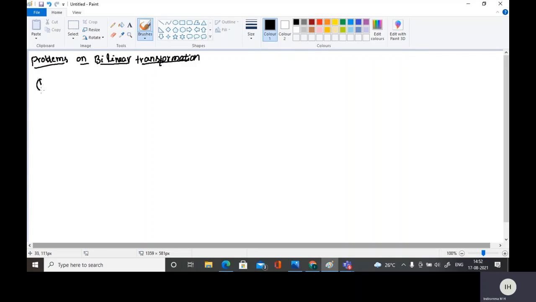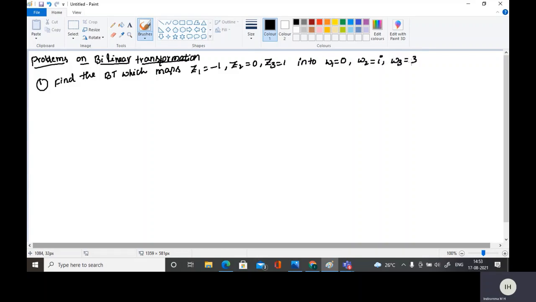First one. Find the bilinear transformation which maps z1 is equal to -1, z2 is equal to 0, z3 equal to 1 into w1 equal to 0, w2 is equal to i, w3 is equal to 3i.